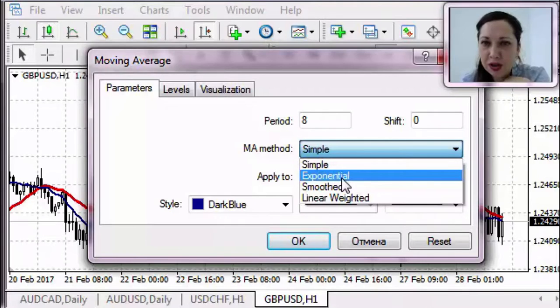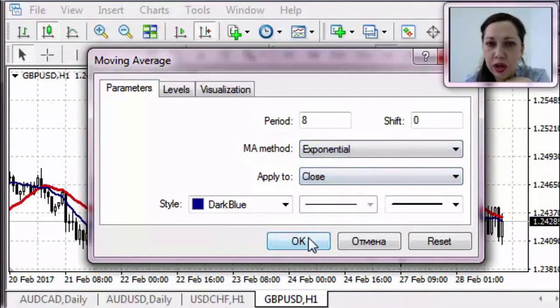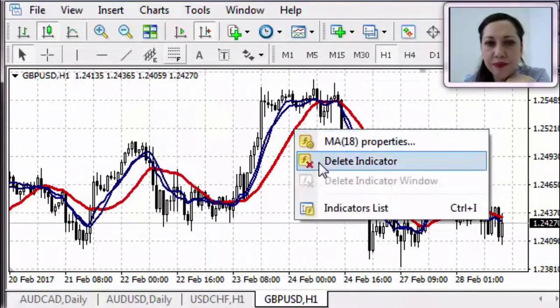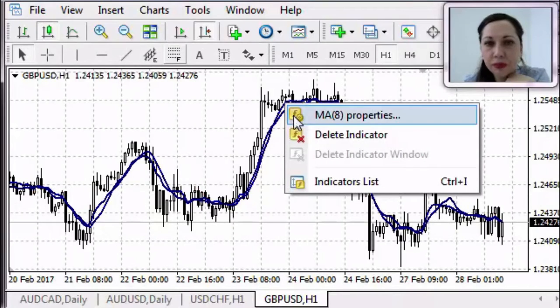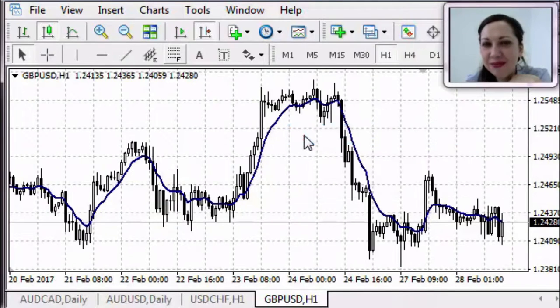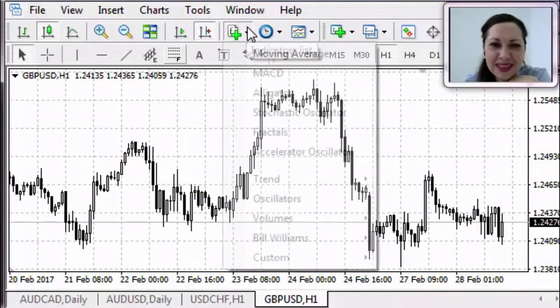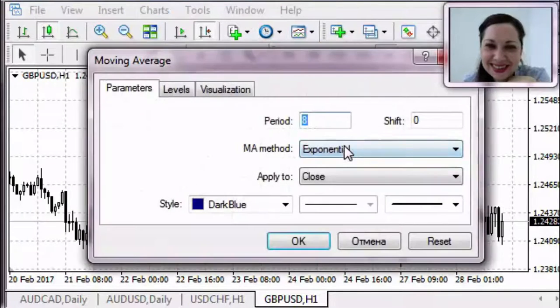Lots of traders nowadays prefer to use exponential. Why? It's smooth moving and it gives better signals. So in this trading strategy, we are going to use exponential moving averages. And for short, I will delete it and set again. You see, there is a slight difference between the simple and exponential. From the first glance, it's not explicit, but still there is a difference.